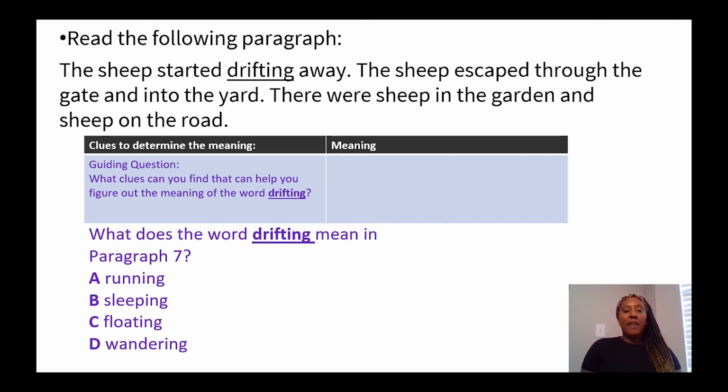Now that you have read the sentence, picked out some clues, created your own meaning, and eliminated at least two answer choices, let's check to see what the correct answer choice is. In this sentence, in paragraph 7, the word drifting means D, wandering. So if you got D, give yourself a pat on the back.